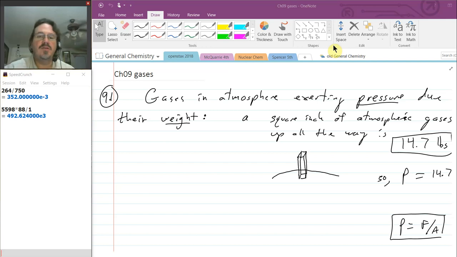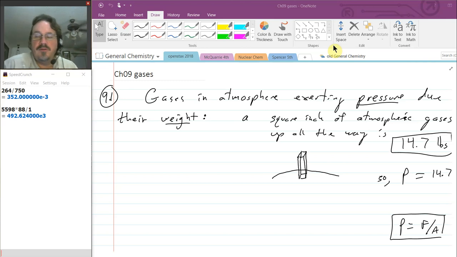Gases. Alright, so this chapter is all about gases and how we measure them, especially things like volume, temperature, and pressure of the gas. And then we'll look at, from a molecular point of view, what causes those to change, that kind of thing. Alright, so let's start first off by talking about pressure.